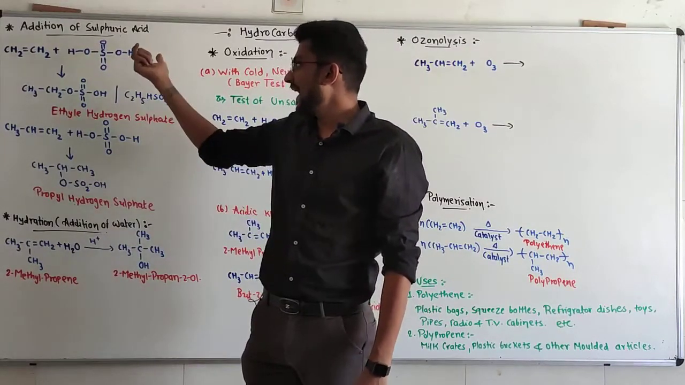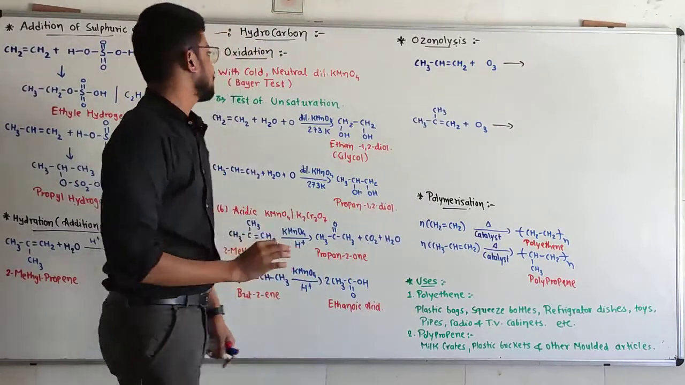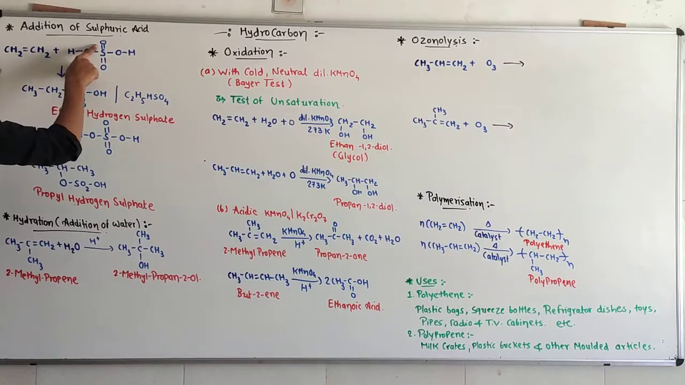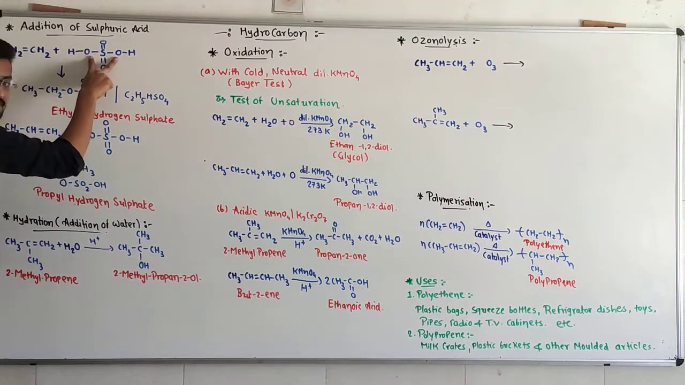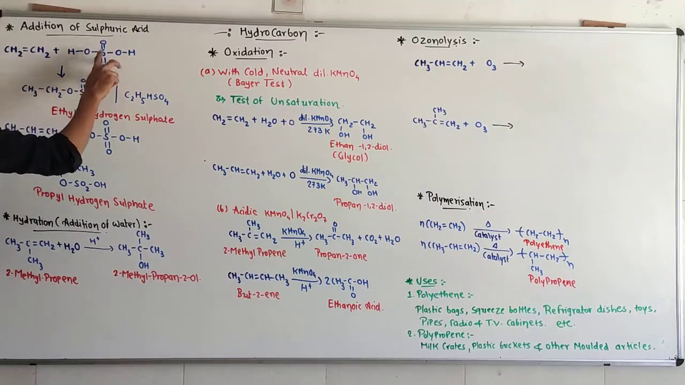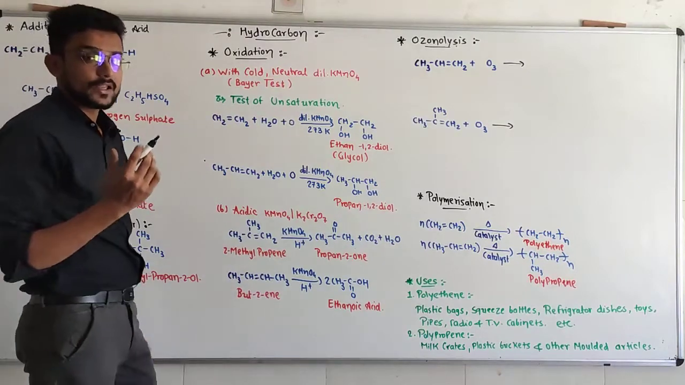Now, before we add sulfuric acid, we have to know the formula of sulfuric acid. It is quite simple. Sulfur has 6 bonds with oxygens: one oxygen with a double bond, another oxygen with a double bond, and 2 oxygens with single bonds. Both of those oxygens contain hydrogen. So 2 oxygens are double bonded and 2 oxygens are single bonded with the sulfur.